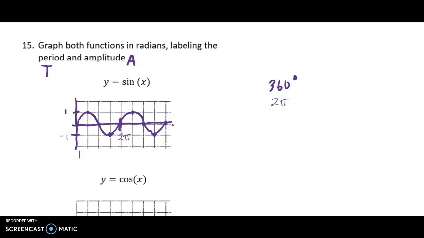What you want to do then is indicate that this right here is the period. And we can use the letter T, and it's equal to 2 pi. And we're done with that one.